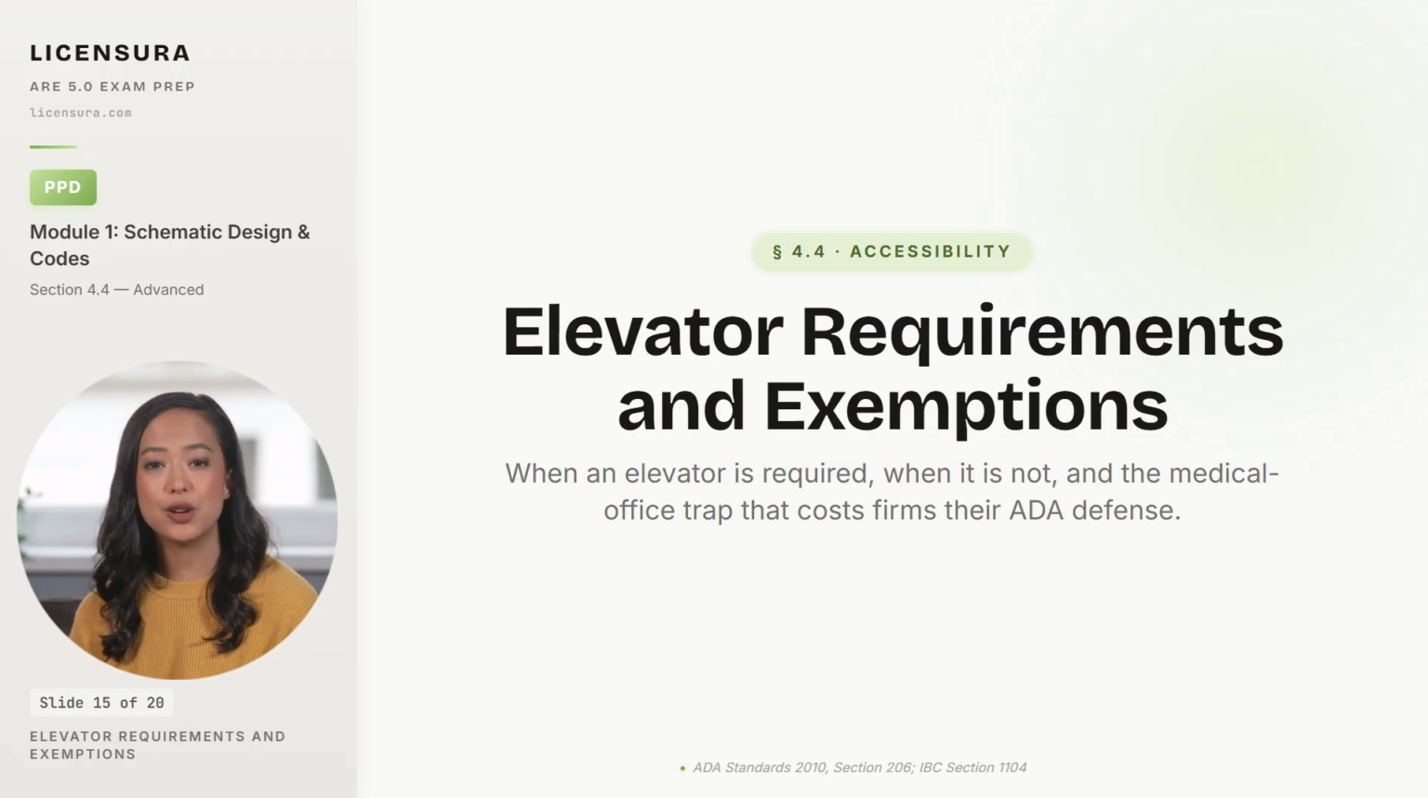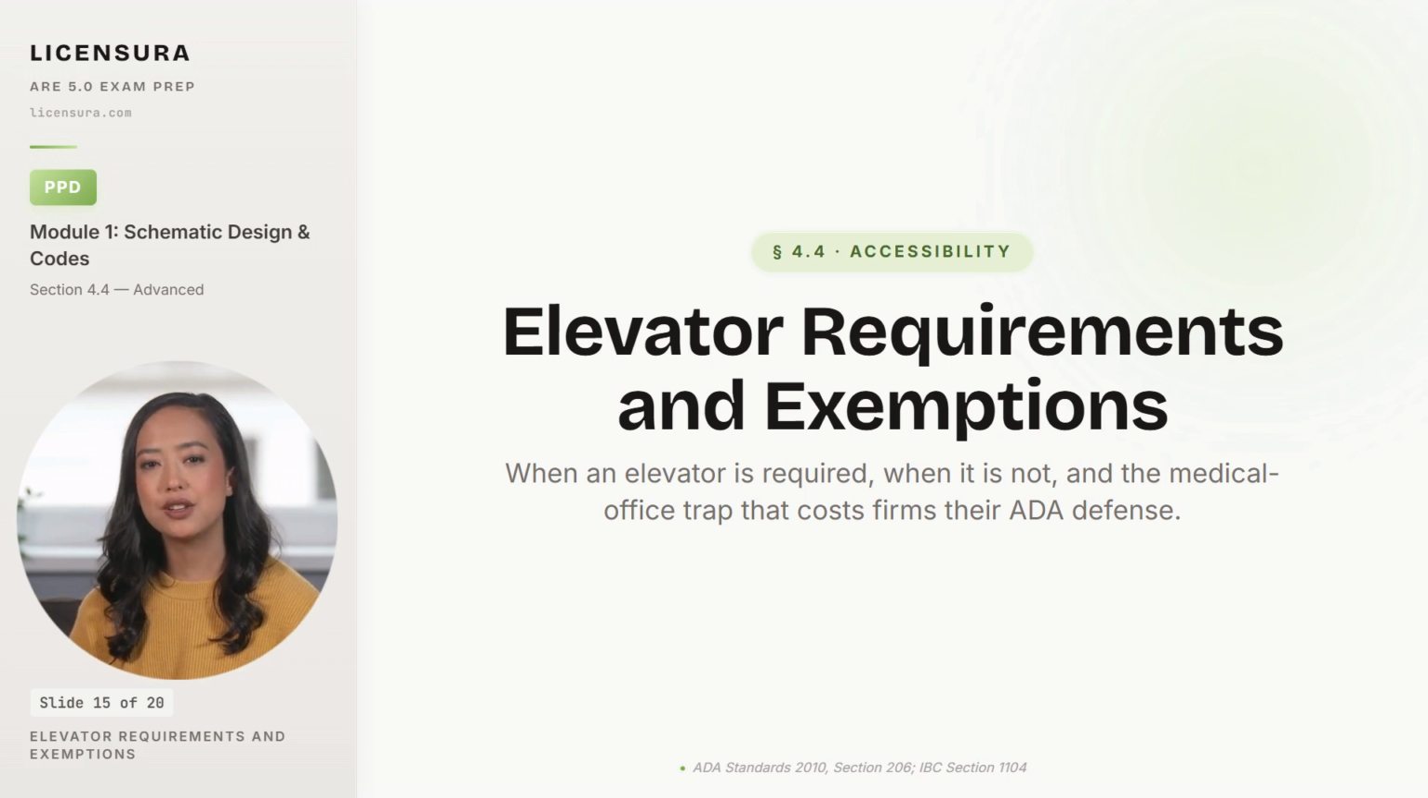Most architects know there is an elevator exemption for small 2-story buildings, and you have probably leaned on it for a small commercial project. The exemption is narrow, and it is full of carve-outs that catch architects in practice and on the exam. The general rule is that buildings of fewer than 3 stories and fewer than 3,000 square feet per story can skip the elevator.